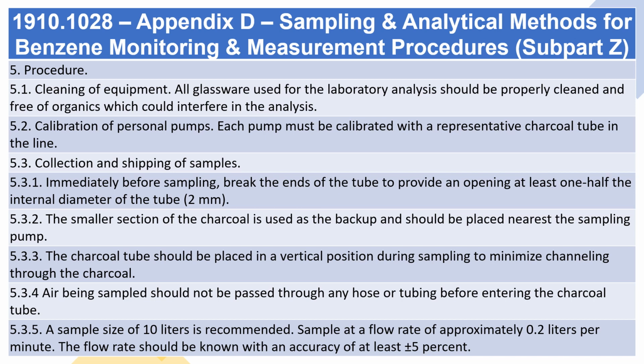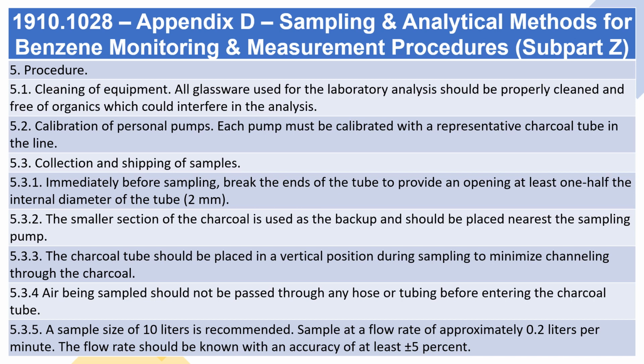5.3. Collection and shipping of samples. 5.3.1. Immediately before sampling, break the ends of the tube to provide an opening at least 1/2 the internal diameter of the tube, 2 mm. 5.3.2. The smaller section of the charcoal is used as the backup and should be placed nearest the sampling pump. 5.3.3. The charcoal tube should be placed in a vertical position during sampling to minimize channeling through the charcoal. 5.3.4. Air being sampled should not be passed through any hose or tubing before entering the charcoal tube.